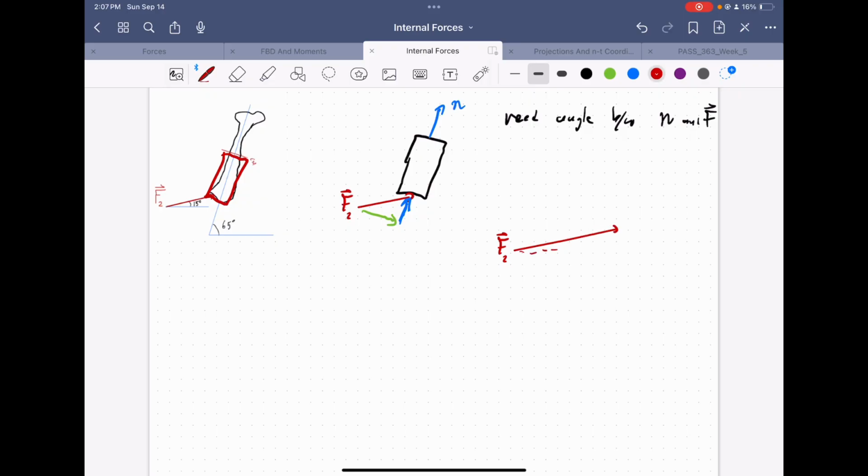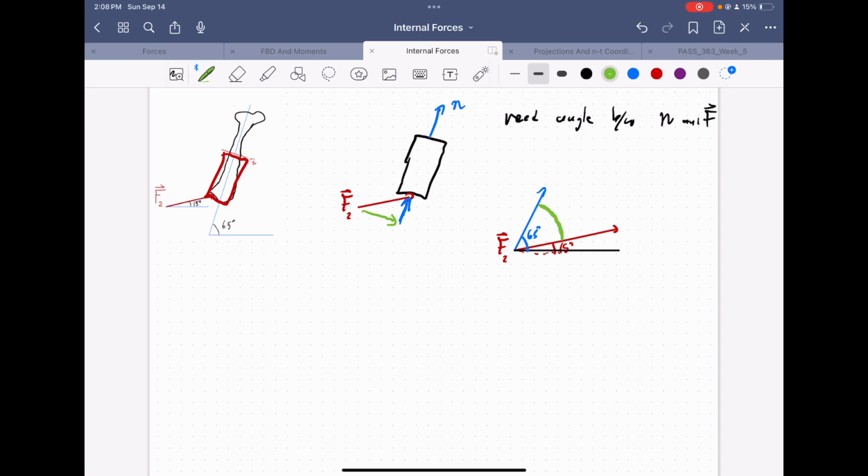And we know this is 15 degrees. And we know if we draw this N up here, that this is also 15 degrees from the x-axis. And then we know that this is 65 degrees. So we want to find this green angle.